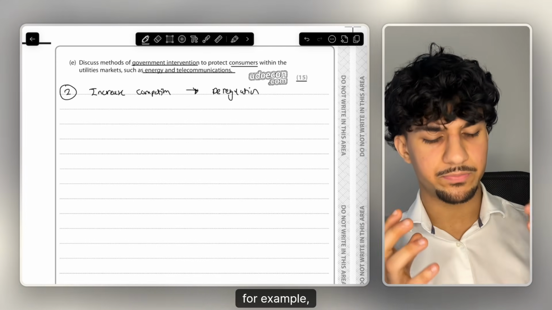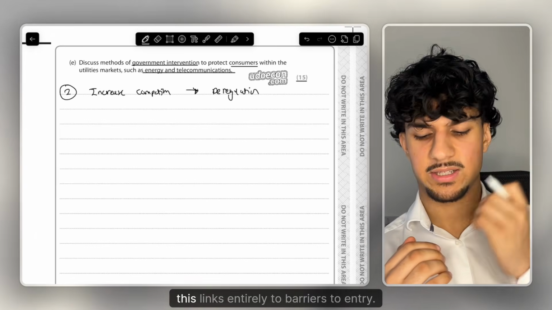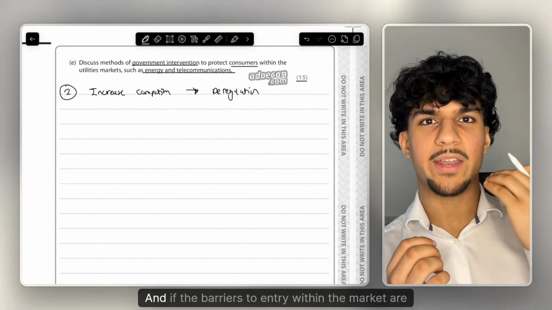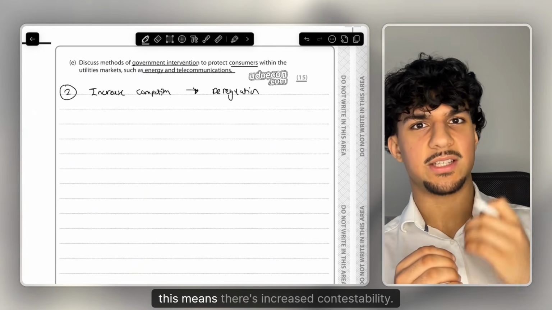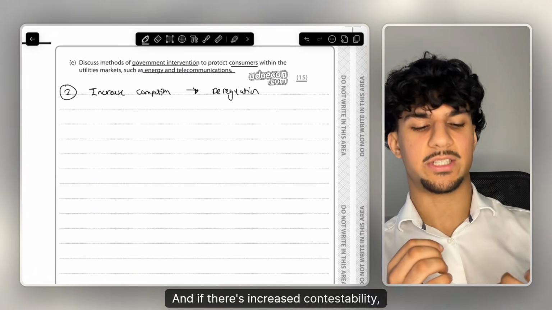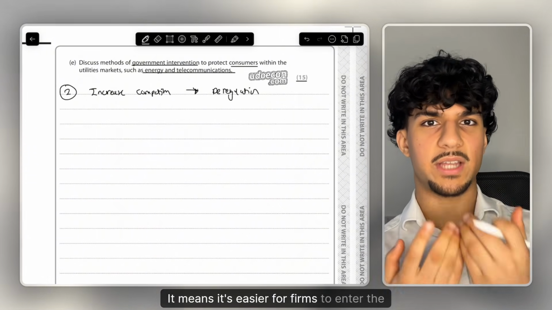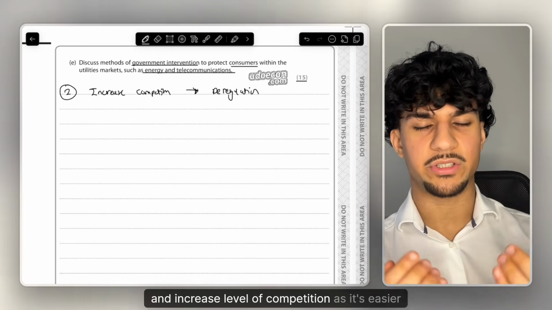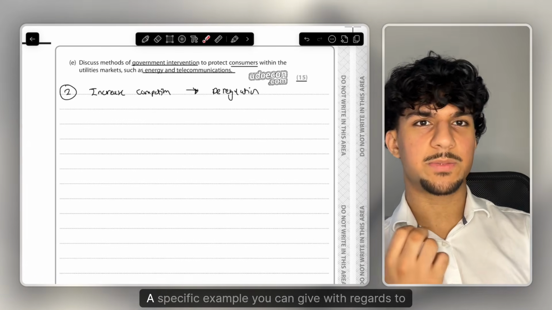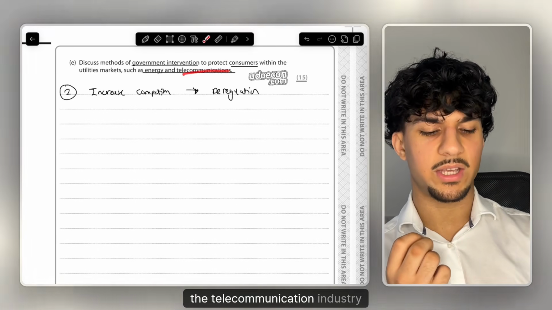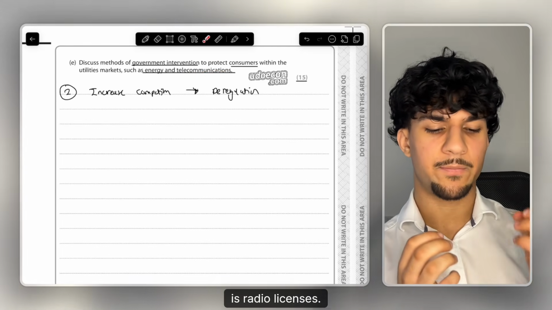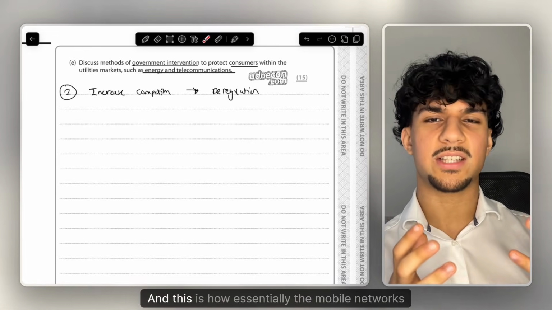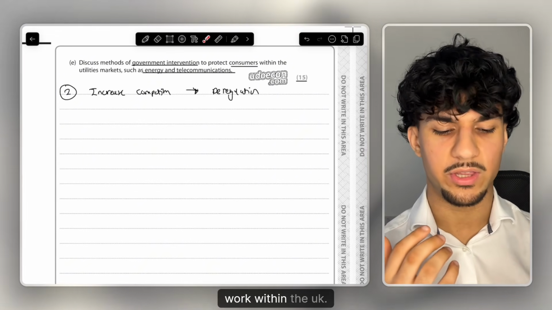How does deregulation increase competition within the market? If we're reducing regulation, this links entirely to barriers to entry. It means the barriers to entry within the market are lower, and if the barriers to entry are lower, this means there's increased contestability. What does that mean? It means it's easier for firms to enter the market, thus this should and this will lead to an increased level of competition, as it's easier for firms to now enter the market. A specific example you can give with regards to the telecommunication industry is radio licenses. They're called radio spectrum licenses, and essentially all the big firms buy them, and this is how the mobile networks work within the UK.